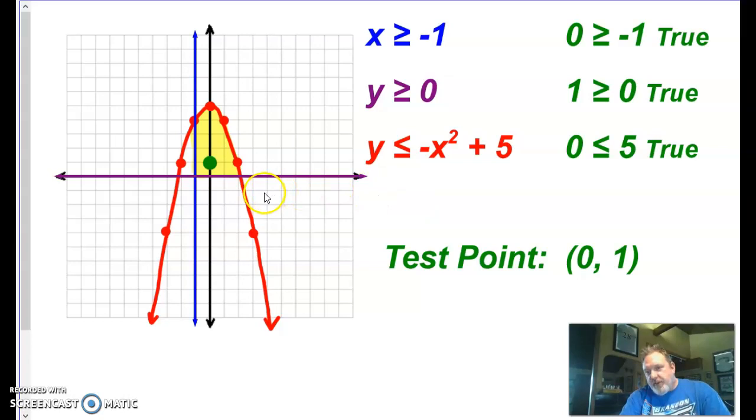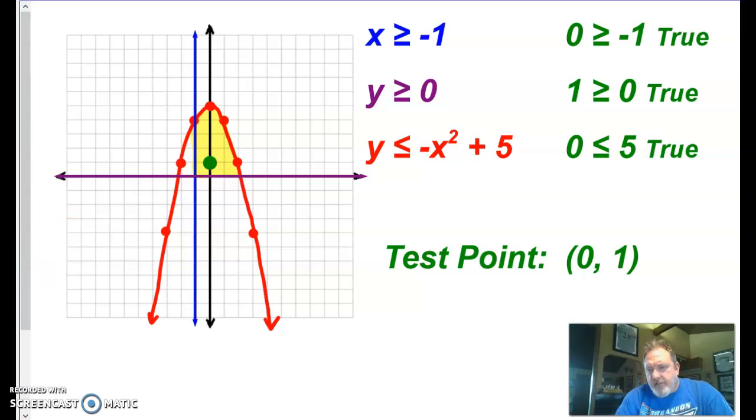I couldn't use 0, 0 this time because that's on this line. So as long as you pick a point that's not on one of the lines or curves, that's going to work. So I just picked 0, 1 in this case. And 0, 1 does work for all 3 of these. So again, for the blue line, purple line, and this curve, we are shading towards 0, or excuse me, towards 0, 1, not 0, 0. And so that's this little region right here that satisfies all 3 conditions.